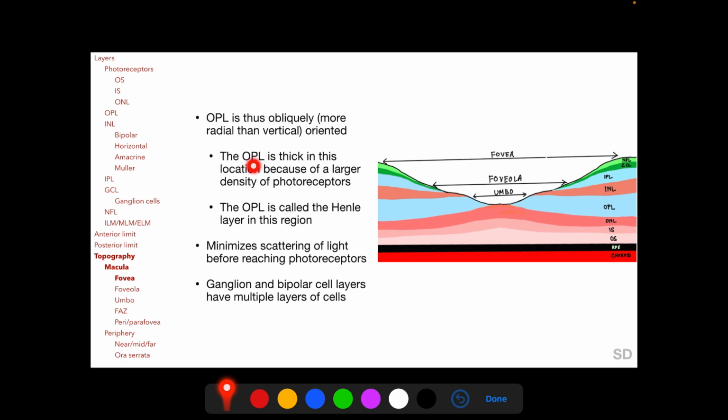The outer plexiform layer is thick in the fovea because of larger density of the photoreceptors, and this layer of the retina in the fovea is also called the Henle's layer. Because of this displacement in the center of the fovea, there is minimum scattering of light in the center of the fovea before the light reaches the photoreceptors. And also because of this displacement, the bipolar and the ganglion cell layers are multilayered.